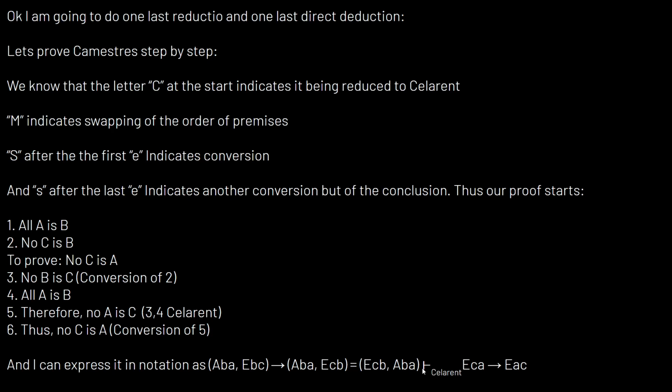And then I can express it like this if you want. As I said, that equal sign right here in the notation just means that they're swapping it. So if I go from every A is B and no B is C, then that's really just the same as saying no B is C and then every A is B. And then I can conclude via Celarent.